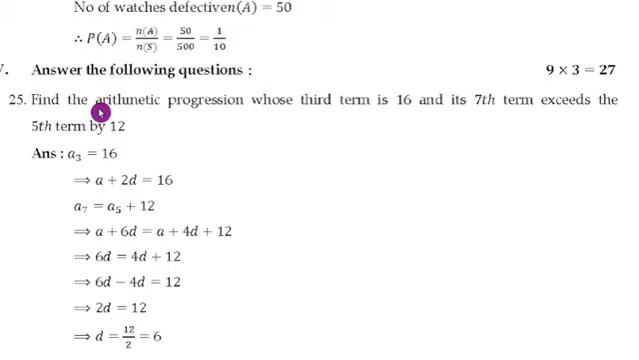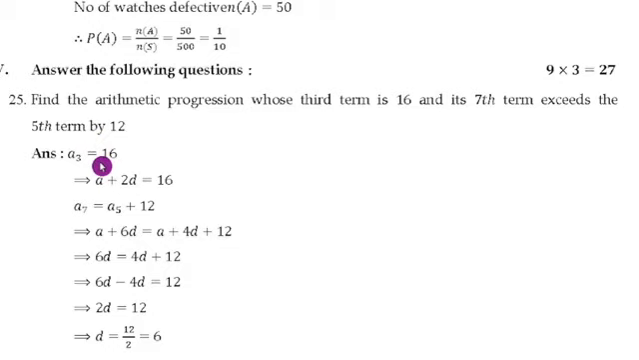Here are 3 marks questions, each question carries 3 marks and 9 questions will be there. Fifth question, find the arithmetic progression whose third term is 16 and whose seventh term exceeds the fifth term by 12.